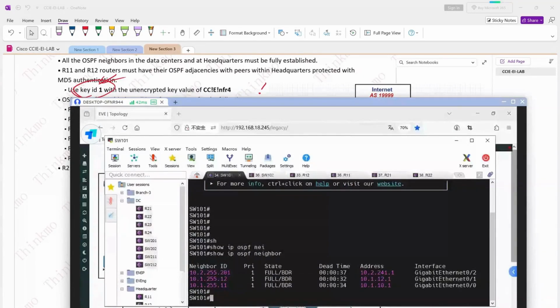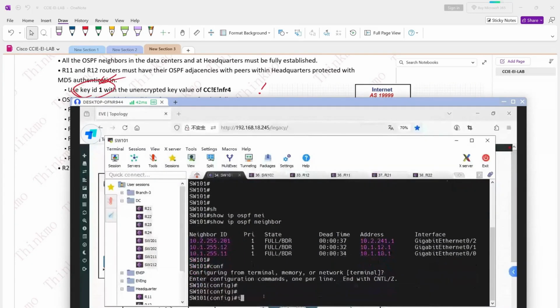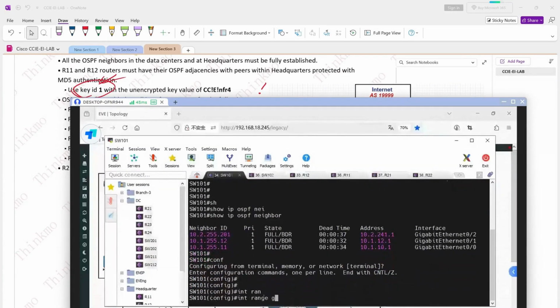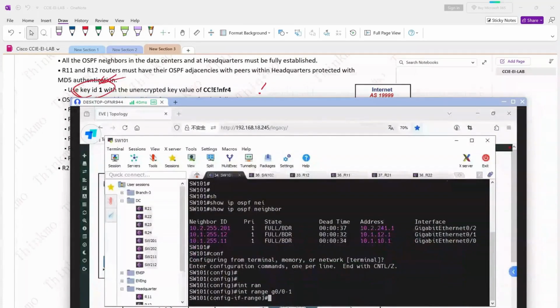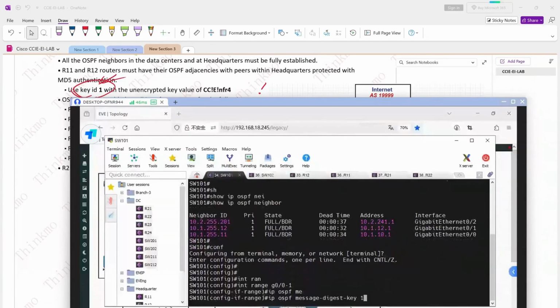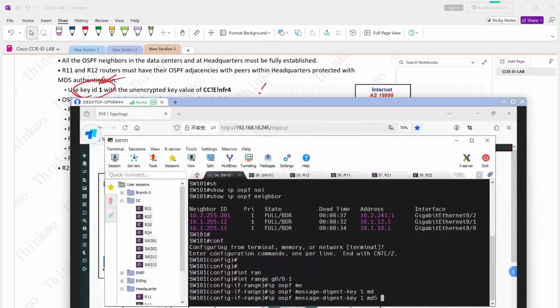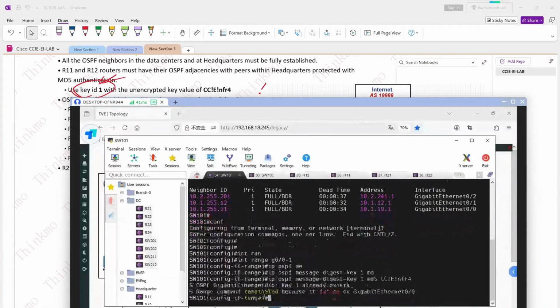enabled. So for this configuration, we can configure these two interfaces together using the range command to do it at once. Remember, it's 001, and then use key 1, MD5 authentication, and the key is ccnf24. Make sure you enter this key correctly, ccnf24. It says here that I've already configured it, so this interface should already be set up.